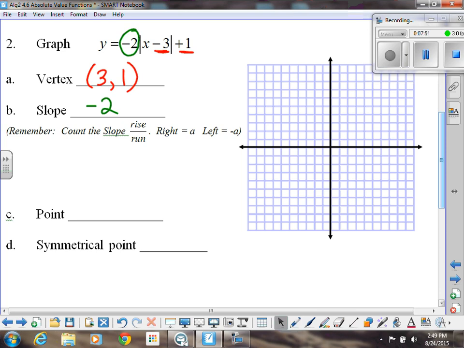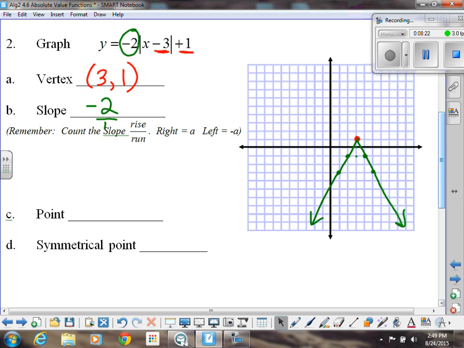So if I plot 3, 1, and then if I do my slope of -2, so this is -2 over 1. So I'm going to go down 2 from the red dot and over 1. Down 2 over 1. And that makes the right-hand side of the V. Then I'm going to do the same thing for the left. So I'm going to go down 2 and to the left 1. Down 2 and to the left 1. That gives me the left-hand side of the V.